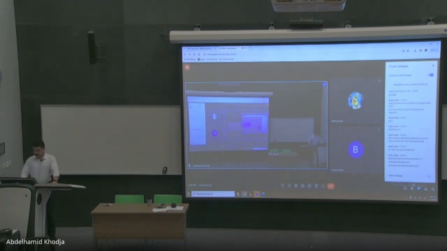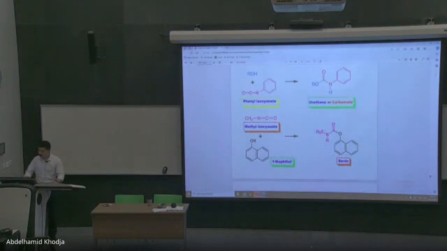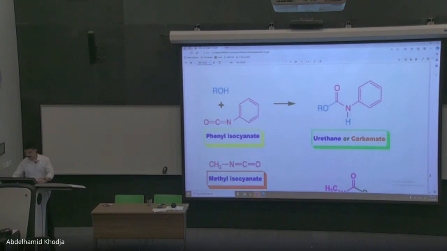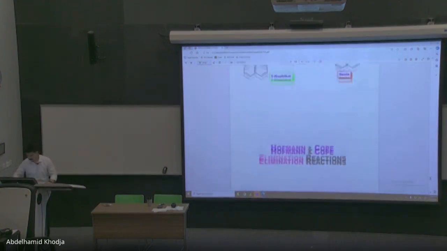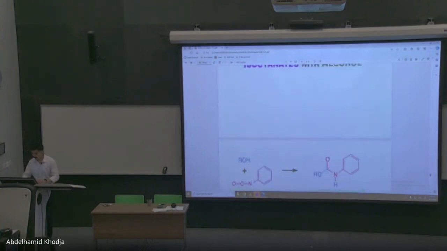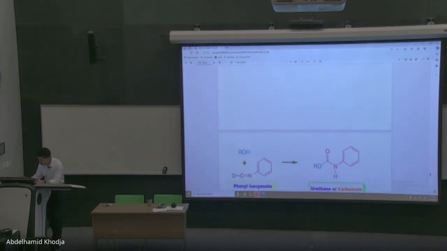Do we need to know the mechanism? No, you don't, but the mechanism is quite simple. I just need to find space to draw it. What you have is phenylisocyanate and ROH, and you're basically forming urethane or carbamate. You're interested really in this functional group, so let's go ahead and draw that mechanism for this.